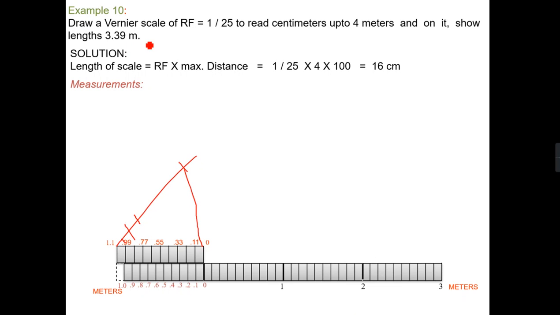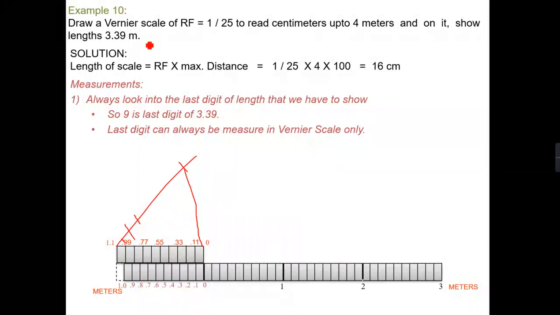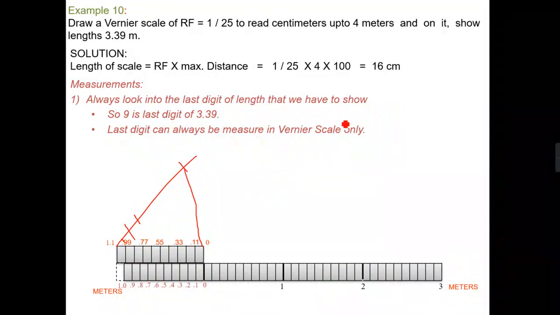So how are you going to measure the distance on the vernier scale? It is very important. Always look at the last digit of the length that we have to show. The last digit of 3.39 is 9. The last digit can always be measured on the vernier scale only, meaning 0.09.